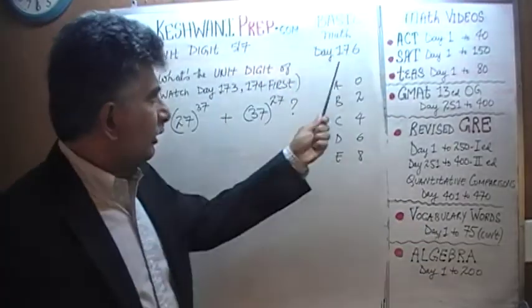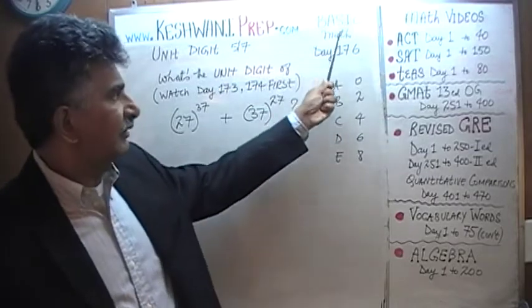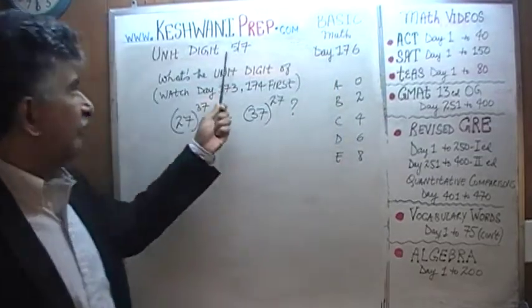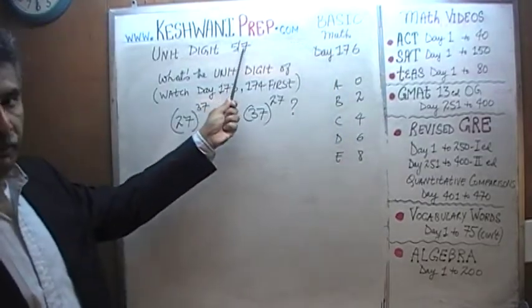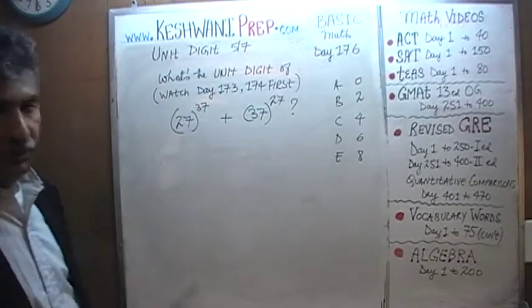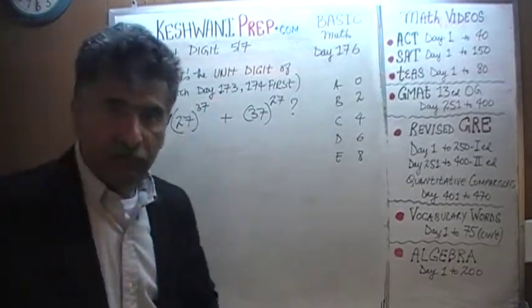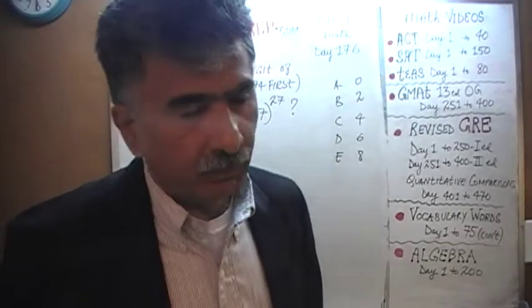Today is our lesson number 176 in the series of basic math. And today we'll have our fifth lesson in the series of seven on the topic of unit digit. The problem, as you can see, is already on the blackboard. Let's take a look at it.